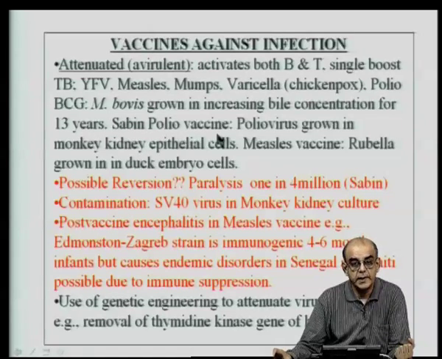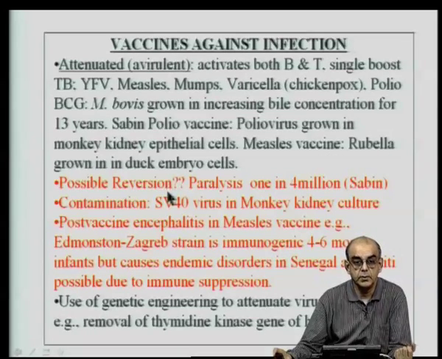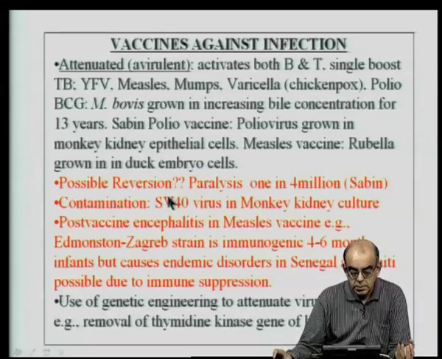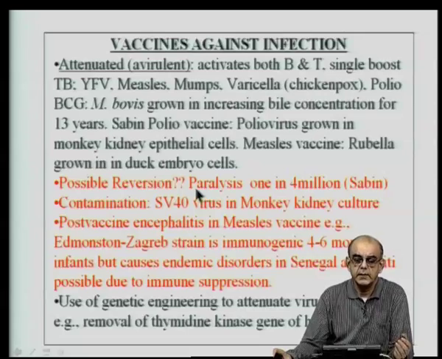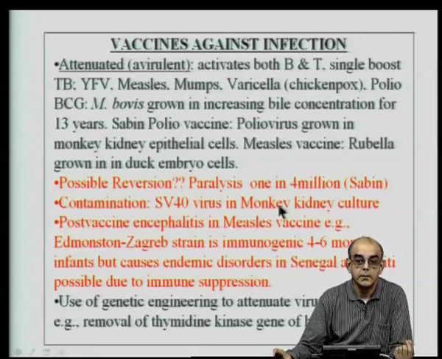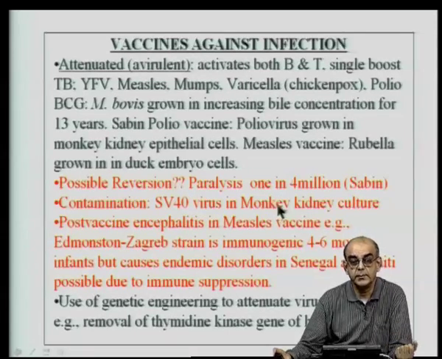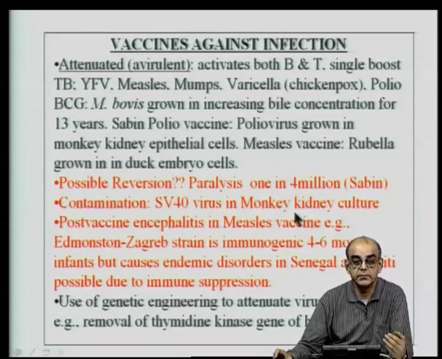The Sabin polio vaccine has been prepared by passaging or growing polio virus in monkey kidney epithelial cells. The measles vaccine and the rubella vaccine are grown in duck embryo cells. Some of these attenuated organisms do have a chance of reverting back, and the chance of a possible reversion is 1 in 4 million. But this has come up from time to time in the history of vaccination and caused a lot of problems in terms of withdrawal of vaccines.